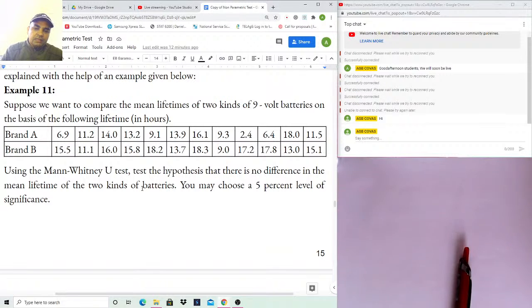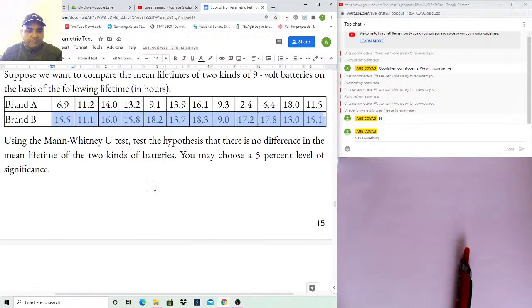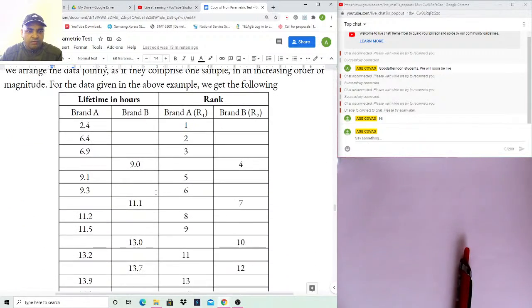Suppose we want to compare, this is continuous data, that is quantitative data, the mean lifetime of two kinds of 9-volt batteries on the basis of the following lifetimes in hours. Brand A has this lifetime, and brand B has this lifetime, right? Using the Mann-Whitney U test, test the hypothesis that there is no difference in the mean lifetime of the two kinds of batteries, and you may choose the 5% level of significance. So how will we do this?